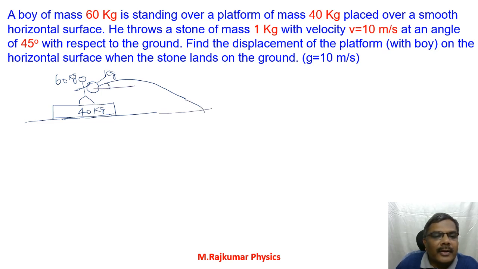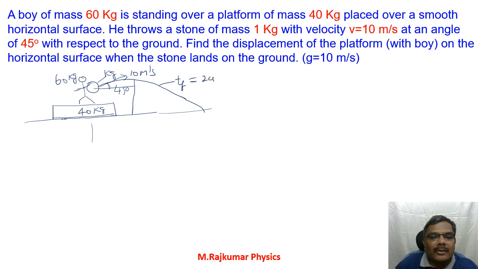He is throwing this with respect to the horizontal at 45 degrees, with an initial velocity of 10 meter per second. So it is like a projectile motion. This is the range here, and this is the height here. This time taken is the time of flight. When he throws this ball from here to here, how much time does it take?